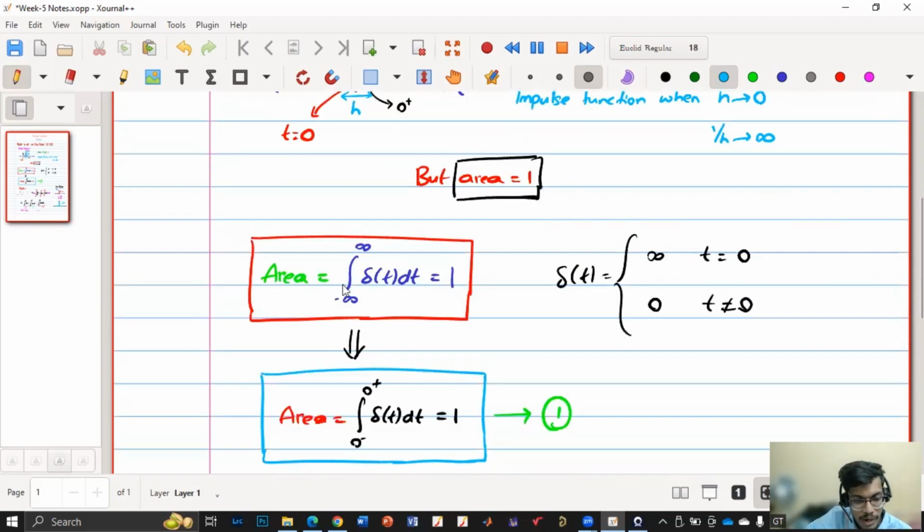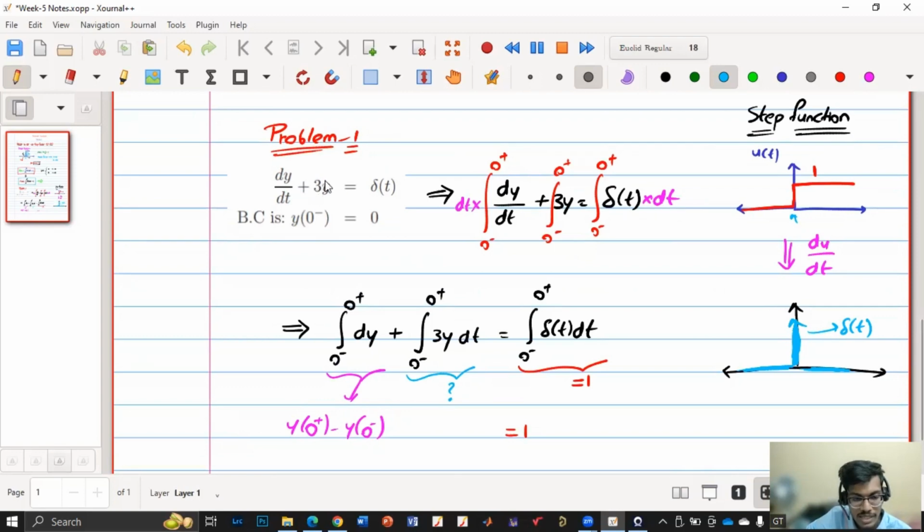If we go back here, it is as if y has u of t characteristics and dy by dt has delta of t characteristics. Understood what I'm trying to say over here?